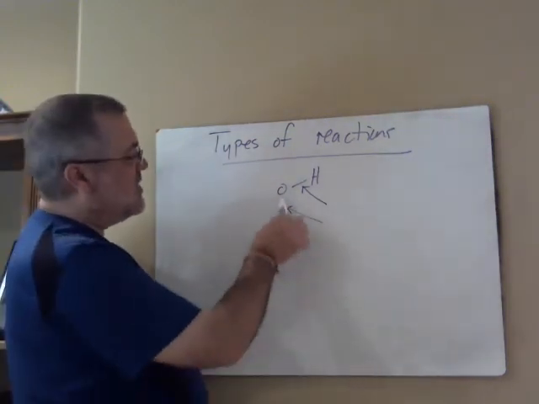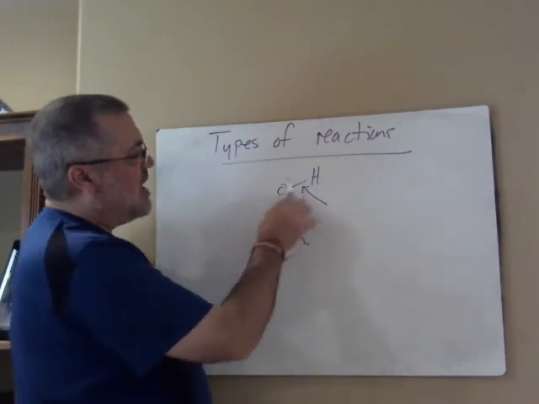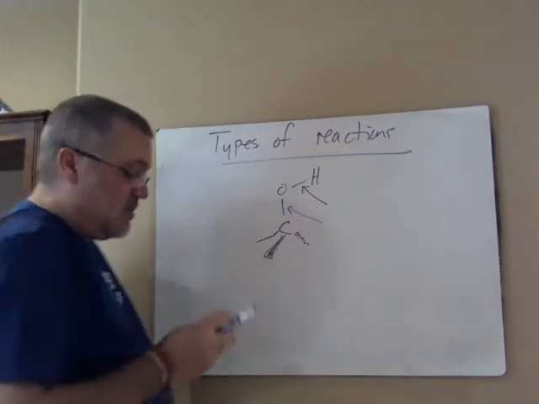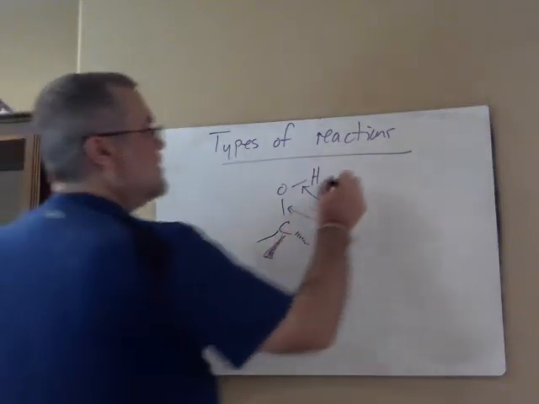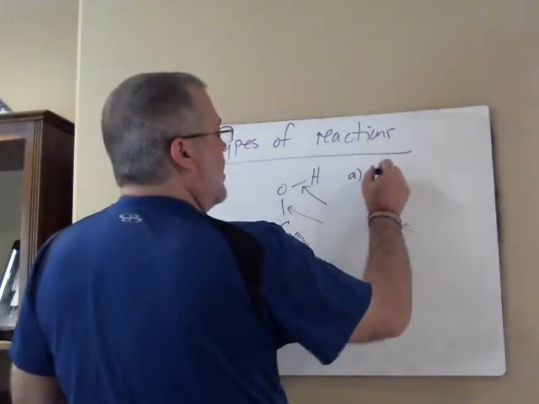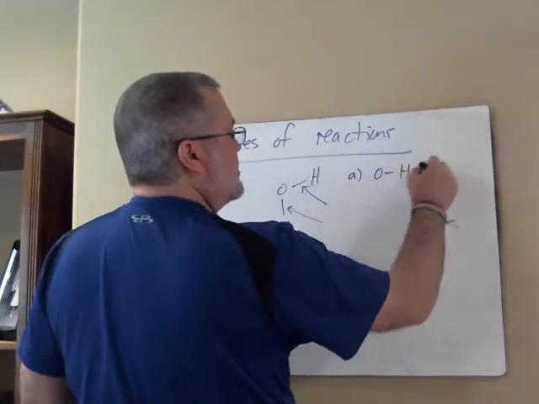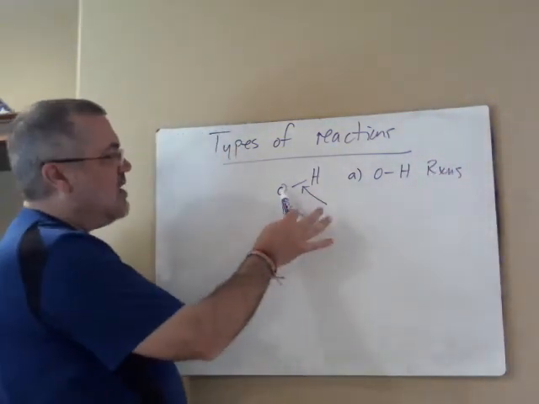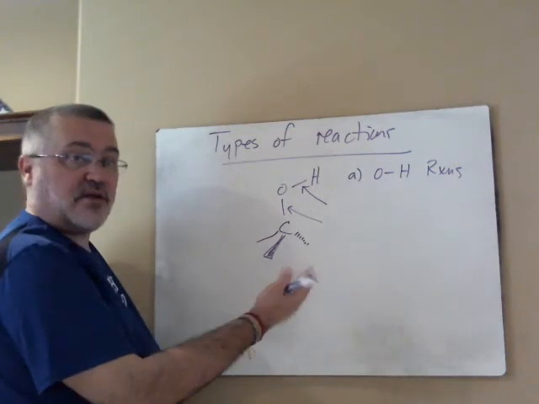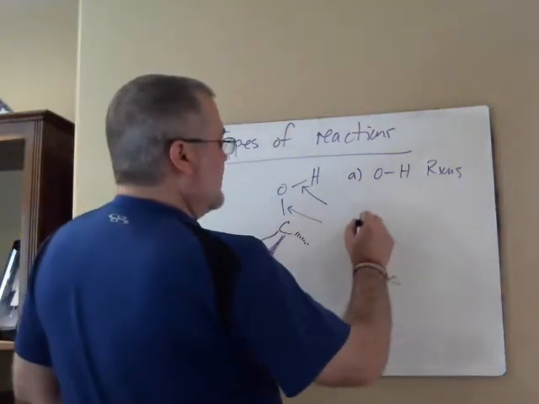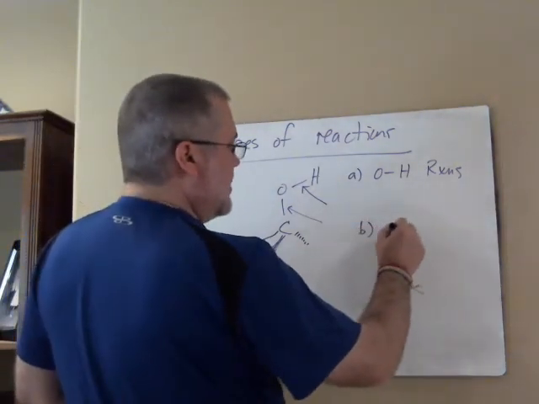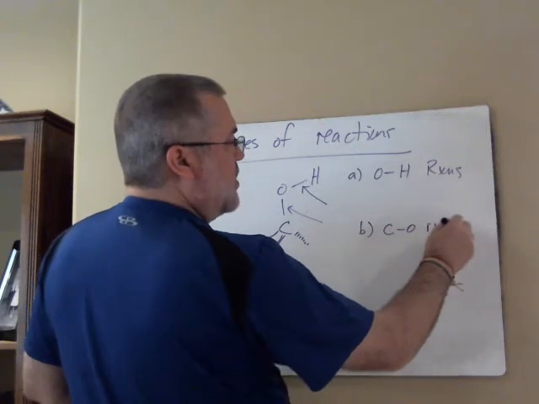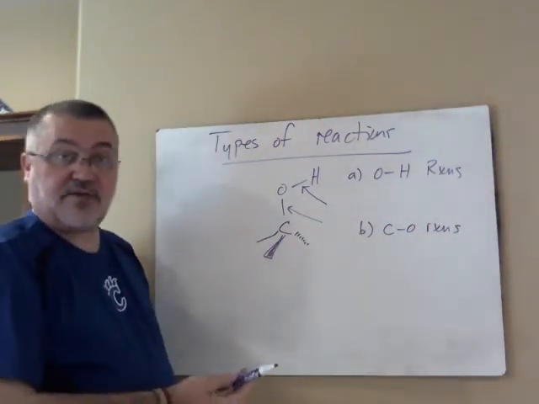There's the carbon to oxygen bond and the oxygen to hydrogen bond. Those are basically my two types. The first we will call the OH reactions because they involve breaking the oxygen to hydrogen bond initially in the reaction. The second type is going to be those where we break the carbon to oxygen bond.